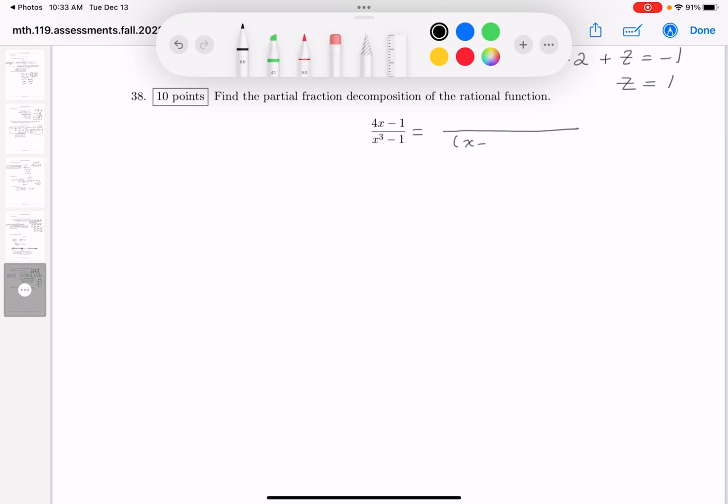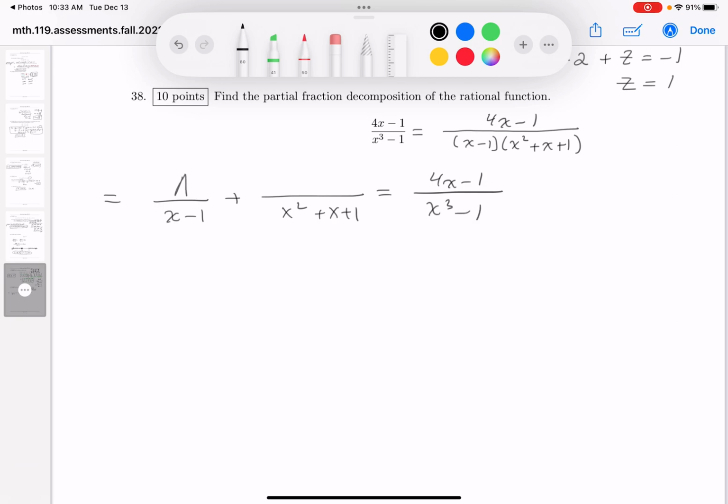So it's going to be x minus 1, then you're going to get x squared plus x plus 1. On top you get 4x minus 1. Well, let's break it up. What are you going to get over here? Let's write this down. You're going to get two denominators. One denominator is x minus 1, plus the other one is x squared plus x plus 1. And this equals 4x minus 1 over x cubed minus 1.